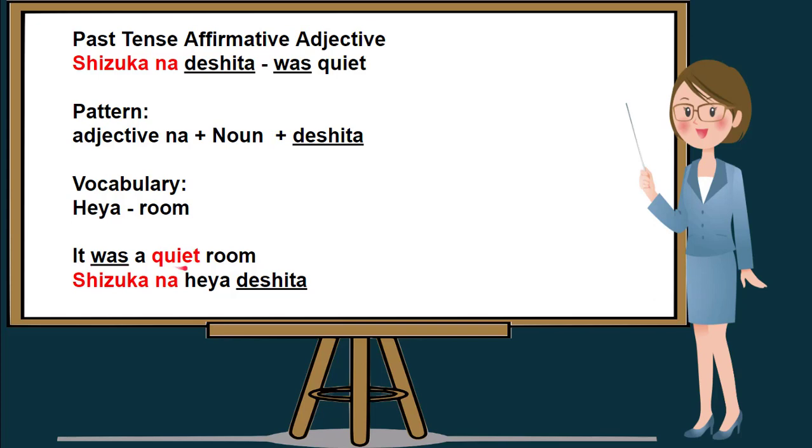It was a quiet room in Nihongo. Again, following our pattern, adjective plus na, Shizuka na, plus noun, which is heya, means room, and was, which is the past tense, is deshita. It was a quiet room in Nihongo is Shizuka na heya deshita. I'll repeat, it was a quiet room in Nihongo is Shizuka na heya deshita.